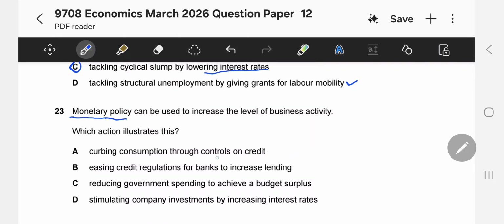Curbing consumption through... this one will not increase business activity. Easing credit regulations for banks to increase lending. This one is true. Reducing government spending. This one is a fiscal policy. Stimulating companies by increasing interest rates. If you increase interest rates, there'll be less money to borrow, so fewer people will be able to borrow at high interest rates. People will probably save. So this one is not true. So I'm going to go with B.